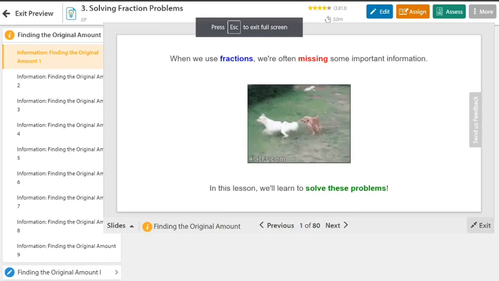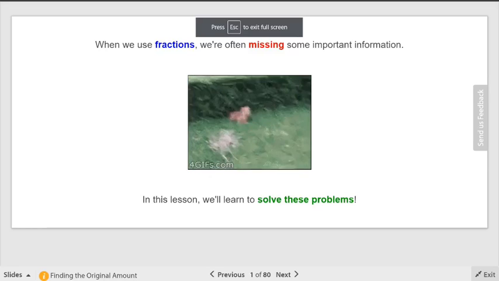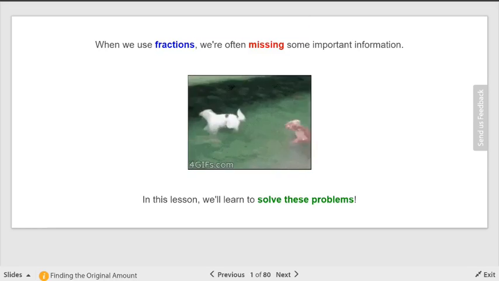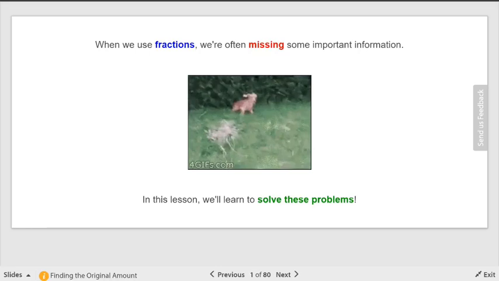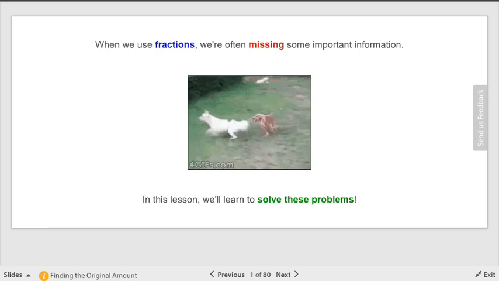All right. So when we use fractions, we're often missing some important information. So we don't know pieces of information. But we know enough information to be able to find it.